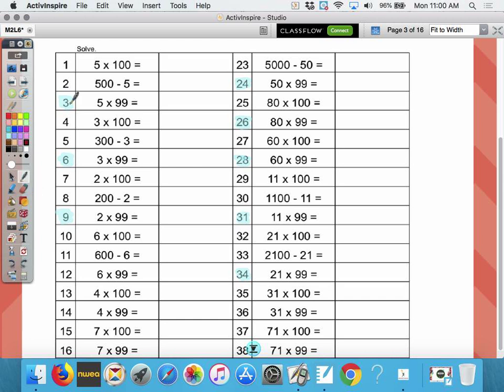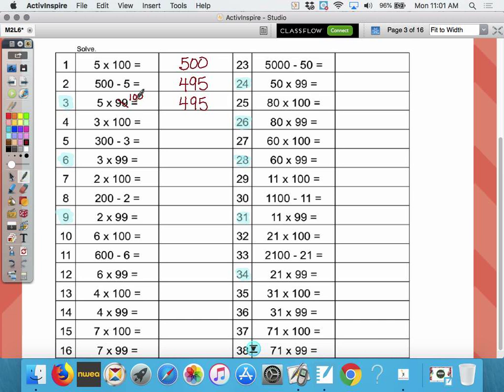So for instance, if I'm going to do 5 times 99, what will I change the 99 to? 100. And that will be 500, right? And then to get the 99, I have to subtract 1 for each time I multiplied it. So that means I would subtract 5. So 495. We'll do a few of these. So the answer to 5 times 99 is 495. We're thinking 100 and then 100 minus 5.